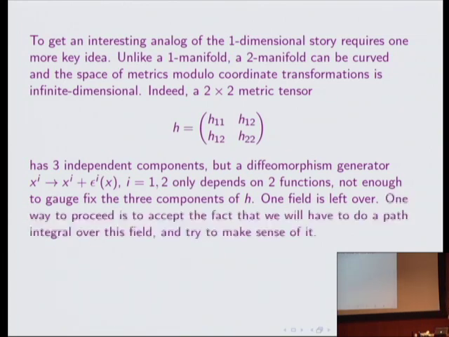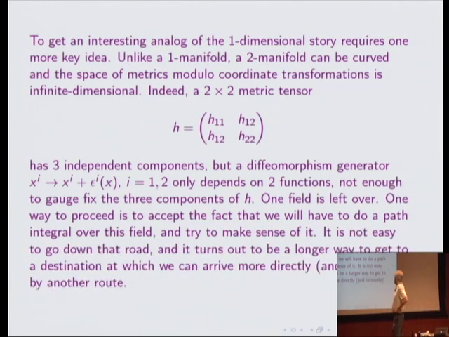Now, there are two directions you can go in. We could accept this fact, and then we'll have to do a path integral over this field and try to make sense of it. It's a hard road to go, but it turns out you can do it. But if you go down that road, you get somewhere that you can get much faster in a much simpler way. It turns out it's much quicker and I think more incisive to follow a different route, which arrives at the same destination.